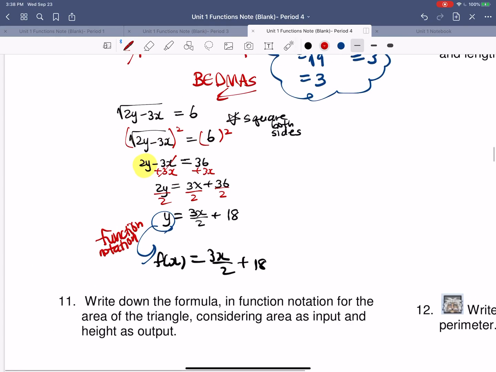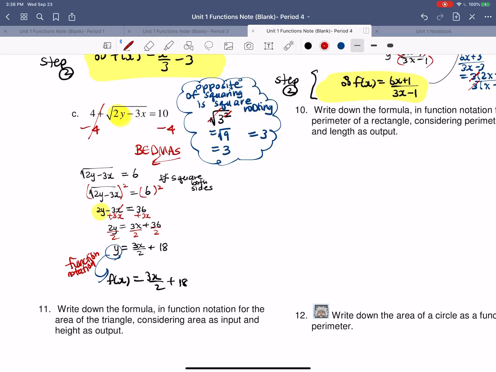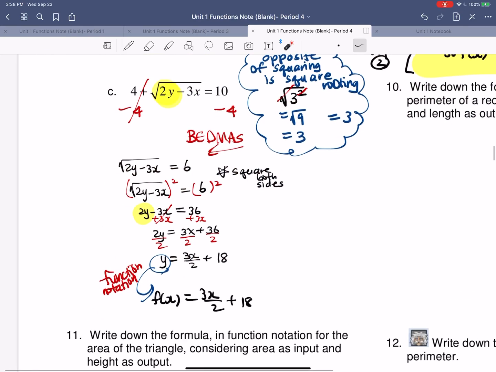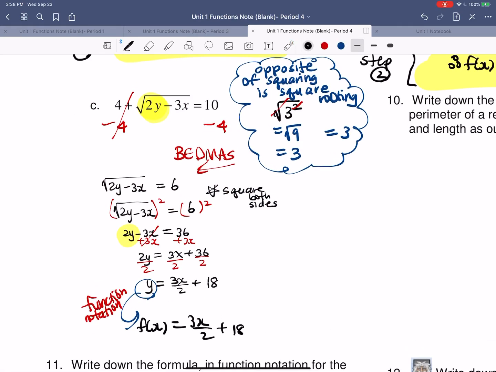Okay, so by doing the following, I've done step 1, which was to isolate the output. And by doing this step, I have replaced it with function notation. So all of this was step 1, which was getting that output by itself, and this was step 2. Okay.